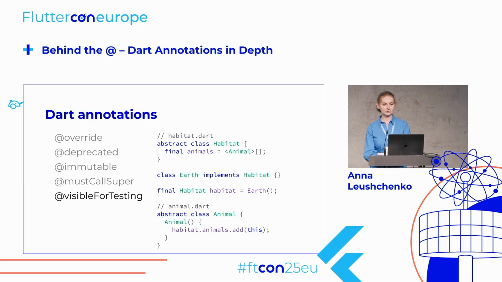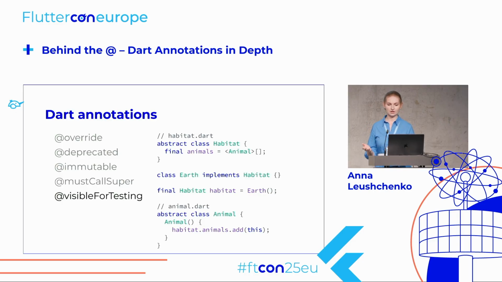Now, imagine our animals lived in some kind of environment or habitat. Here we have an abstract class habitat with a list of animals and a class called Earth that implements it. And we have a global final habitat instance. Now, we want the animals list to be up to date with all the animals that get created. And we don't want to pass the habitat instance around in all those animals all the time. So animal instances access it via that global variable and register themselves in the list.